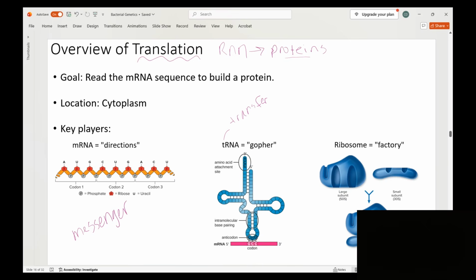Well, where is that site? That's going to be the ribosome. Remember, our ribosomes are protein making machines, and they serve as the factory, the physical location where the amino acids are going to be brought and connected together or bonded together.